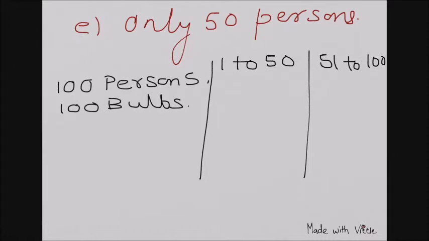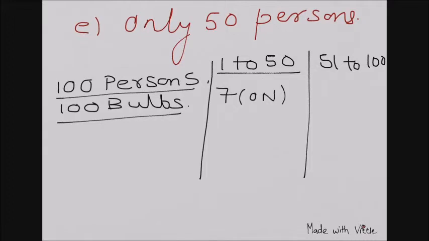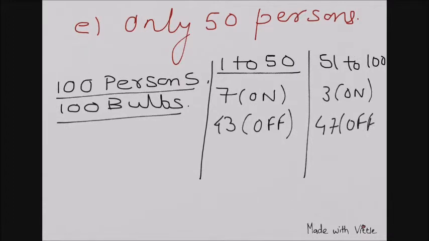So if we see the previous question, 100 persons and 100 bulbs. From 1 to 50, there are 7 perfect squares. So all these bulbs will be on, and 43 off. And from 51 to 100, 3 perfect squares. So these will be on. The rest 47 will be off. Total 10 on in this case and 90 off.